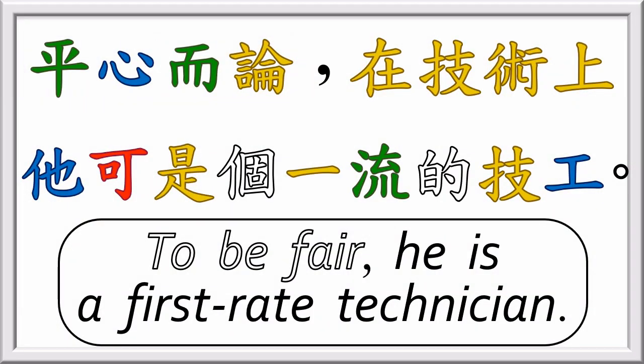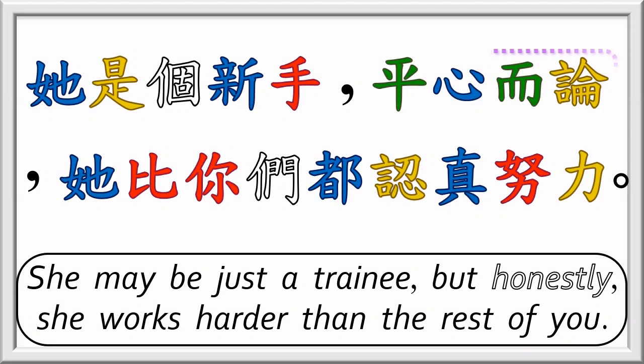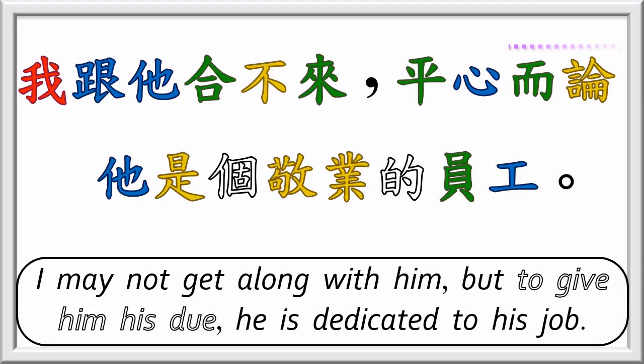平心而论，在技术上，他可是个一流的技工。To be fair, he is a first-rate technician. 他是个新手。平心而论，他比你们都认真努力。She may be just a trainee, but honestly, she works harder than the rest of you. 我跟他合不来。平心而论，他是个敬业的员工。I may not get along with him, but to give him his due, he's dedicated to his work.